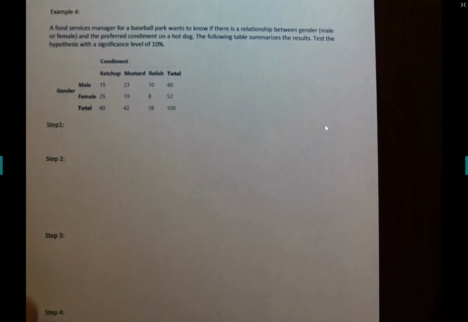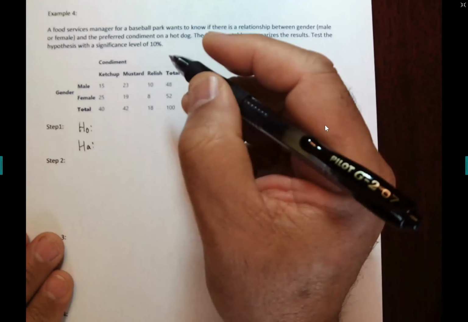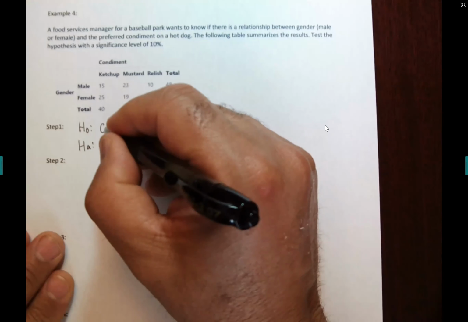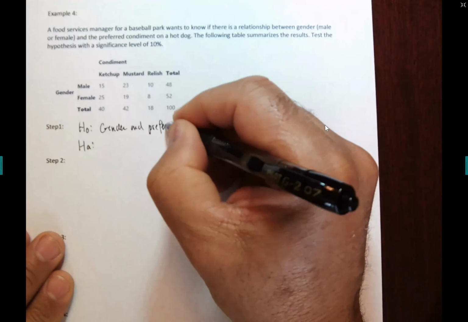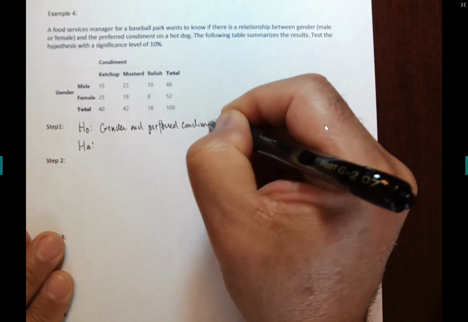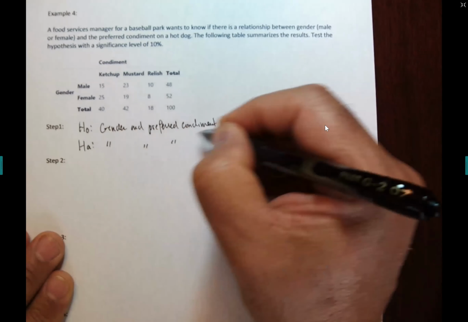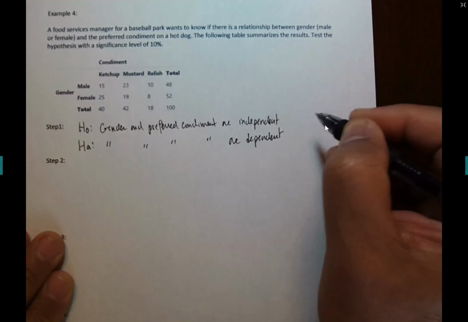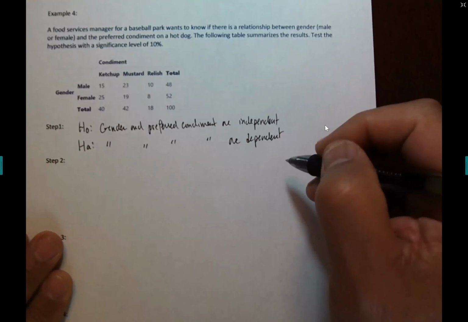Okay. So step one, H0 and HA, they are the same as the previous problem. So here, variables are independent, but I know what the variables are here. Gender and preferred condiment are independent. Gender and preferred condiments are dependent. Or you can put variables are independent, variables are dependent. If the book says variables, just use variables, the two variables.